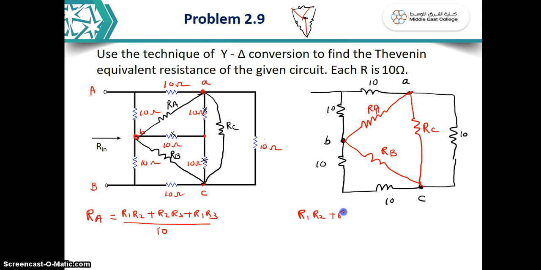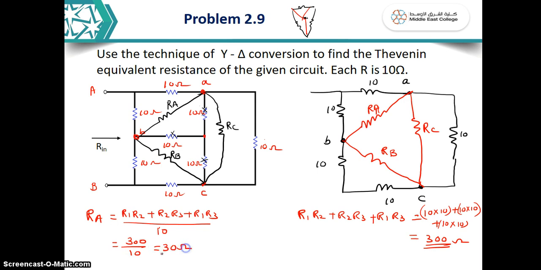R1 R2 plus R2 R3 plus R1 R3. So all are 10. So it is 10 into 10 plus 10 into 10 plus 10 into 10. So that is 300. 100 plus 100 plus 100, you will get 300 ohm, all this together. So now your RA will be equal to 300 divided by 10.